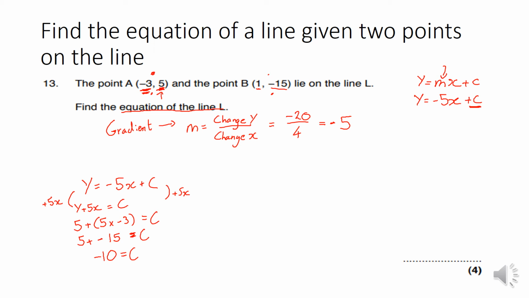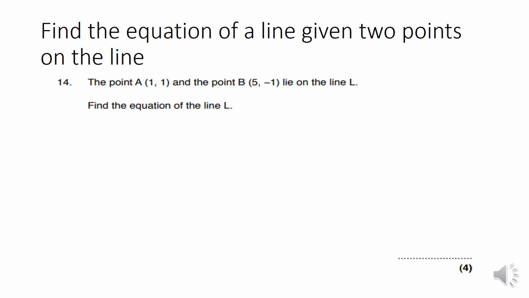Okay, so we've worked out c, we'd already worked out m before, so now we can just write y equals mx plus c. We know that m is minus 5, so that'll be minus 5x, and then plus c, so we know c is minus 10, so that'll be minus 10. So answer, y equals minus 5x minus 10.